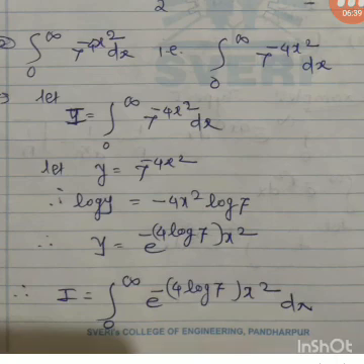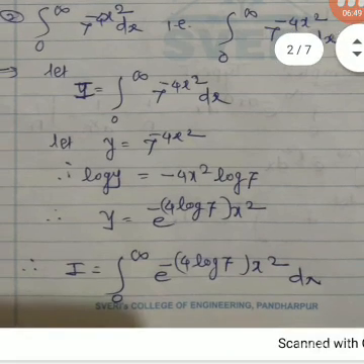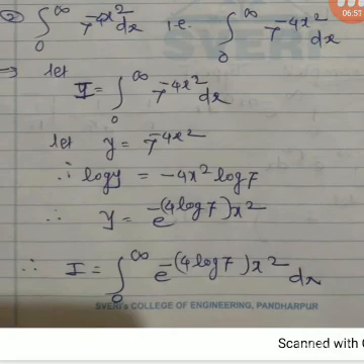Next, y is equal to e raised to minus 4 log 7 x square. Taking anti-log on both sides, simply on the LHS log gets cancelled, and the RHS becomes e raised to, construct the constant terms before the variable x square, that is 4 log 7 into x square. Now we can observe that the function has been converted into the form of e raised to a x raised to power.